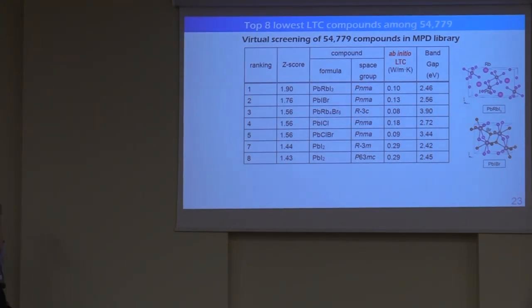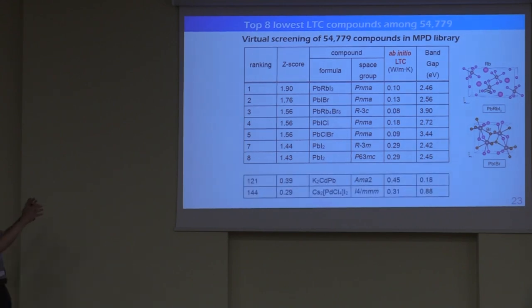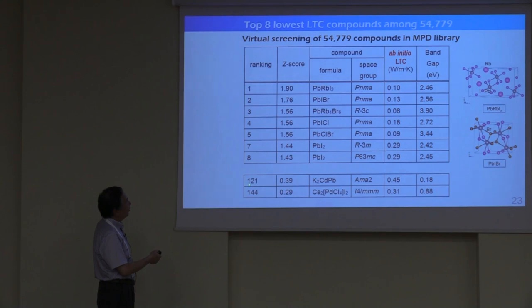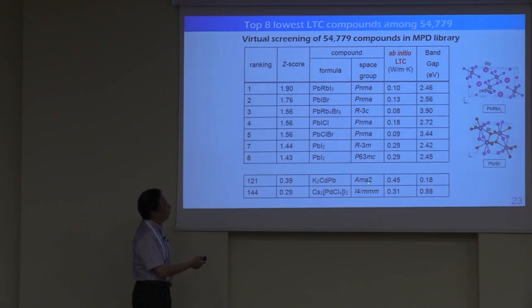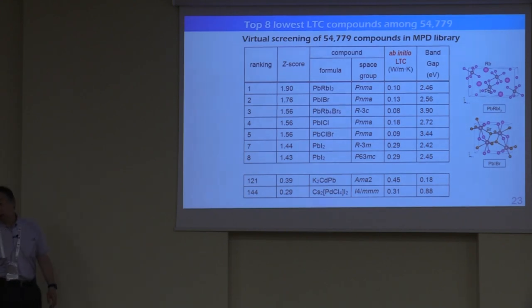But as a thermoelectric application, we worried somehow about the band gap, because the band gap for this material is quite high. And it may not be useful for the thermoelectric material, which should show good electric conductivity. So we ranked all 55,000 compounds and found that at ranking number 101, this compound has quite reasonable lattice conductivity with quite a narrow band gap. So it may be a good candidate for thermoelectric applications.